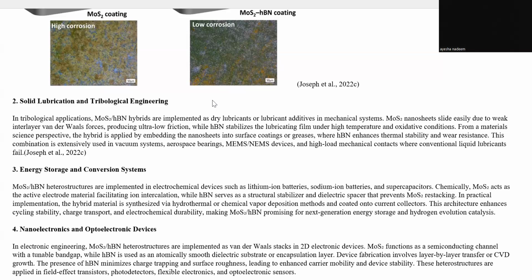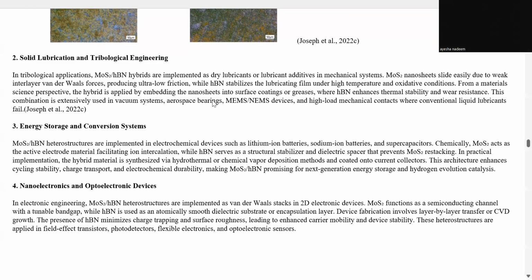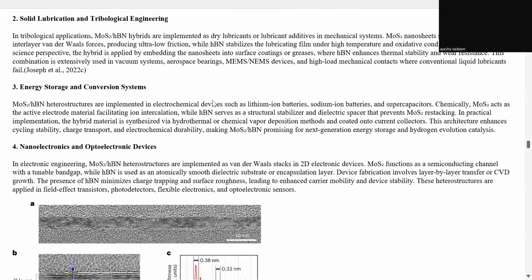From a materials science perspective, the hybrid is applied by embedding the nanosheets into surface coatings or greases, whereas the hBN enhances the thermal stability and wear resistance. This combination is extensively used in vacuum systems, aerospace bearings, MEMS, NEMS devices, and high load mechanical contacts where conventional liquid lubricants fail. The third application is the energy storage and conversion systems.